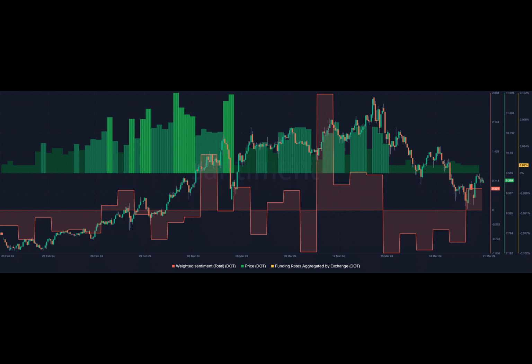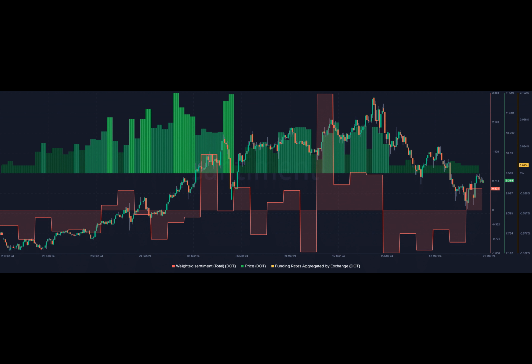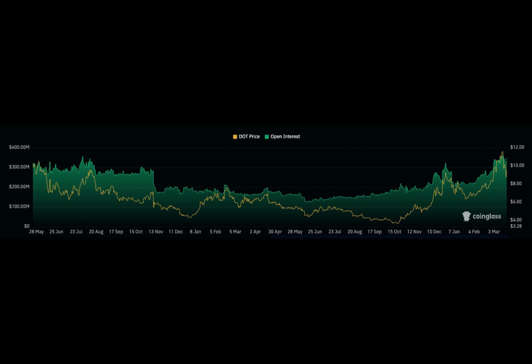But wait, there's more. We also looked at open interest, which reflects net positioning. When OI increases, it means buyers are getting aggressive, and when it decreases, sellers are in control. Unfortunately, DOT's OI registered a meager 4.71% increase in the past 24 hours, which might not be enough to push the price through overhead resistance, which could result in the price dumping into the underlying support.